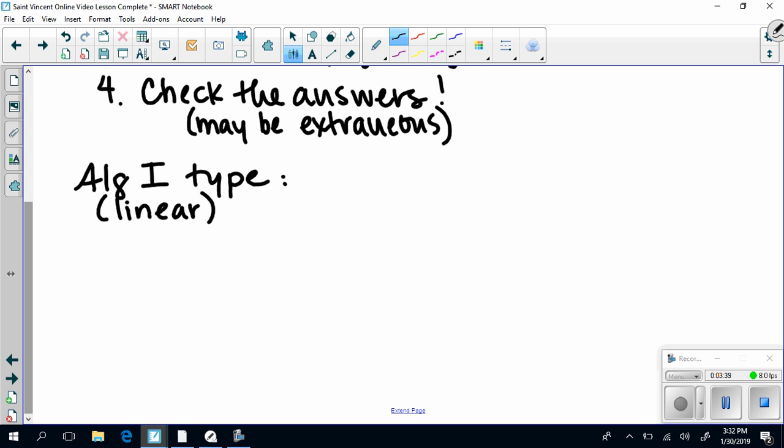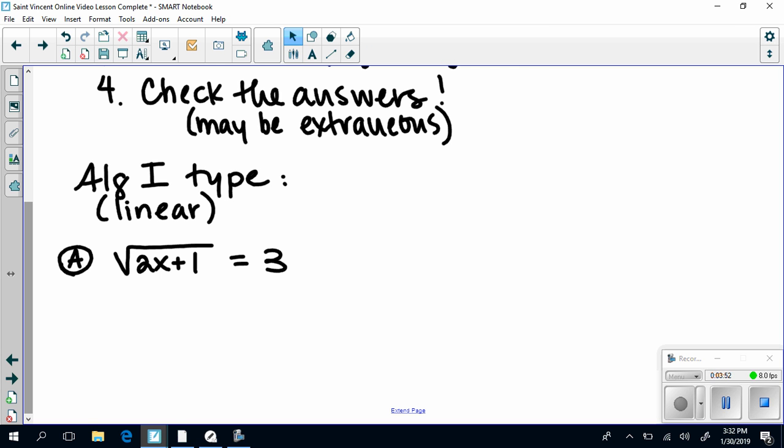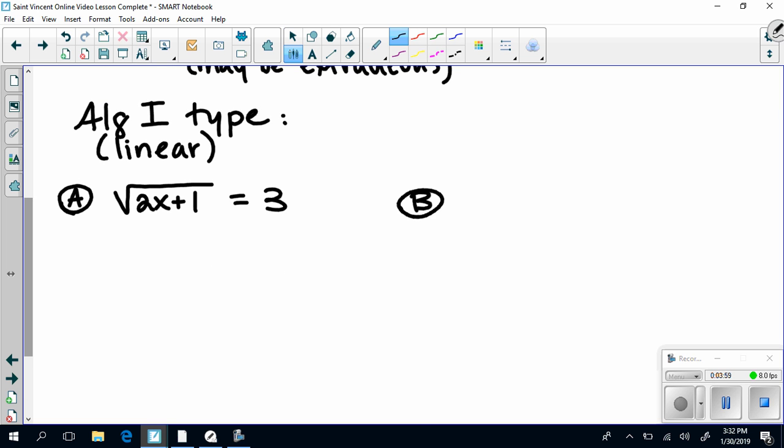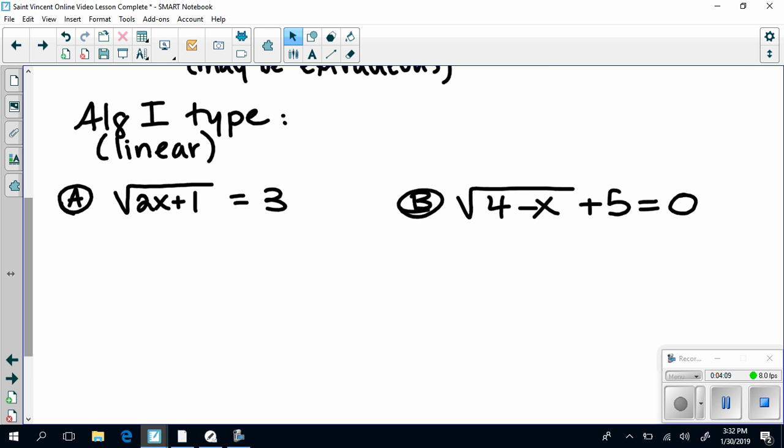All right, so if I look at some of these, the first example I have for you is square root of 2x plus 1 equals 3. And if I look at this, there's nothing around the square root, so I don't have to isolate. However, if you look at the second example I'm going to give you, example B, you have a 5 there that's kind of hanging out. It's not under the square root. It's kind of just by itself. So we do have to get rid of that 5 first, but we'll do that when we get there.